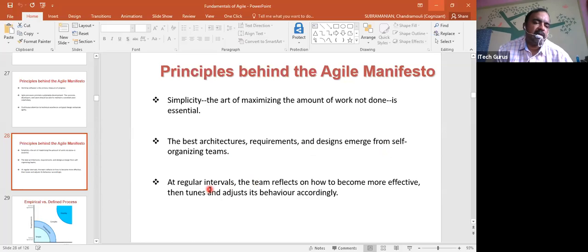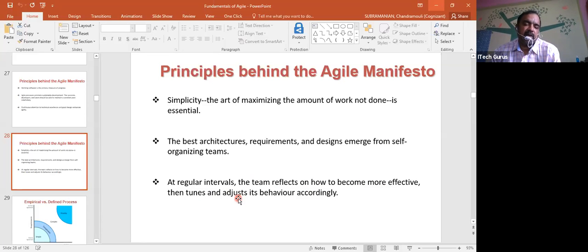And last but not the least, the 12th principle says that at regular intervals, the team reflects on how to become more effective, then tunes and adjusts its behavior accordingly. As I told you, there is no hard and fast rule. Even if you follow the Scrum methodology, it is not necessary to follow whatever is stated there 100%. What works for you, you need to fine-tune and follow. So these are all the 4 values and 12 principles that must be followed in any Agile projects.